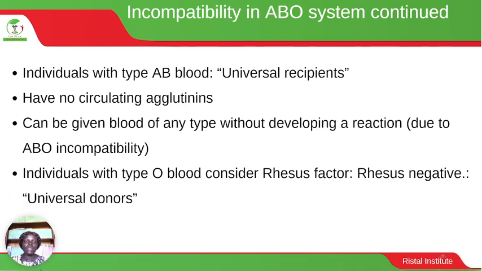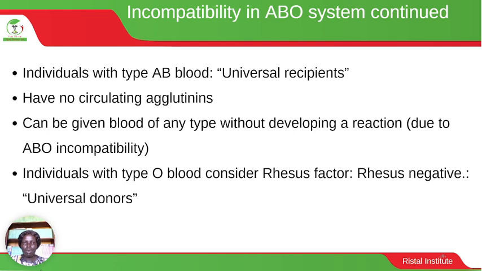Let us look at incompatibility in the ABO system. We continue with it. So individuals with type AB blood are termed universal recipients. They can receive blood from any person with any type of blood. That is, can be O, A, B, or AB, and they have no circulating agglutinins, so can be given blood of any type without developing a reaction due to ABO incompatibility.